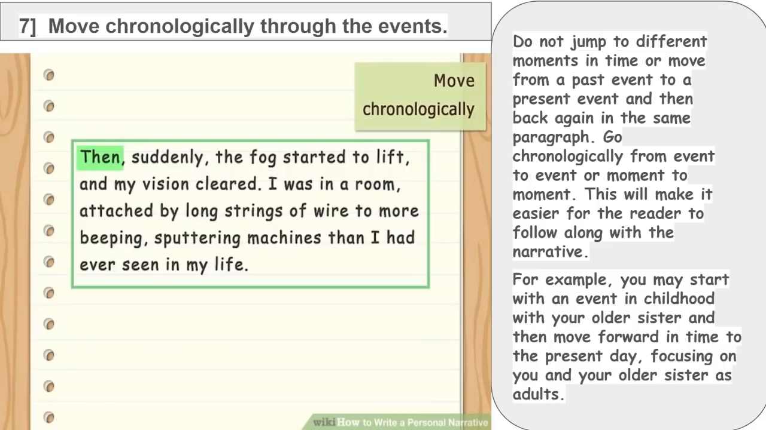Let's look at an example. Then, suddenly, the fog started to lift and my vision cleared. I was in a room attached by long strings of wire to more beeping, sputtering machines than I had ever seen in my life. Then is helping to show the sequence of events. It is a transition word and it is helping to move things in a chronological order.